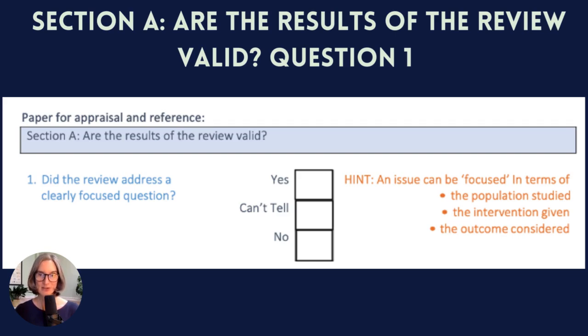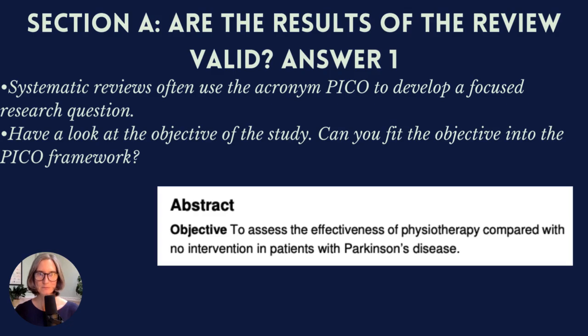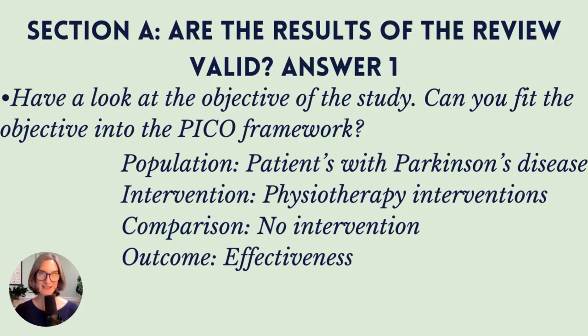So I'm going to signpost you to some key sections on the paper to help you answer that question. And the best place to start with this really is the abstract. So we're going to have a look at the study objective in the abstract on page 1. So let's have a look and see what that says. So remember, we're thinking about PICO when we're normally looking at quantitative systematic reviews, which is what this is. So we're going to have a look at the objective of the study. So in the abstract, the objective was to assess the effectiveness of physiotherapy compared with no intervention in patients with Parkinson's disease. So the question is, can we actually apply that objective to the PICO framework?